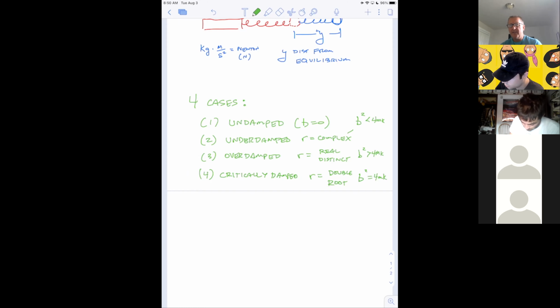In other words, if that's the case, when you went B squared minus 4ac or B squared minus 4mk, you'd get 0. So it'd be like negative B plus or minus the square root of 0. Like that's how you get 2 of the same exact answer.